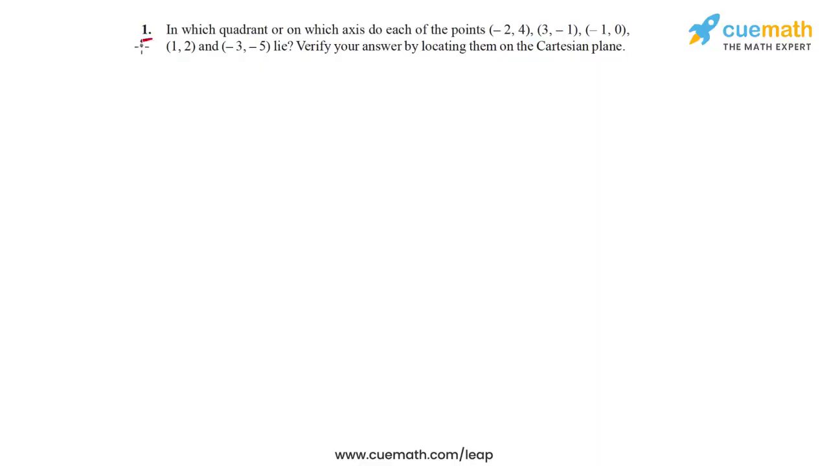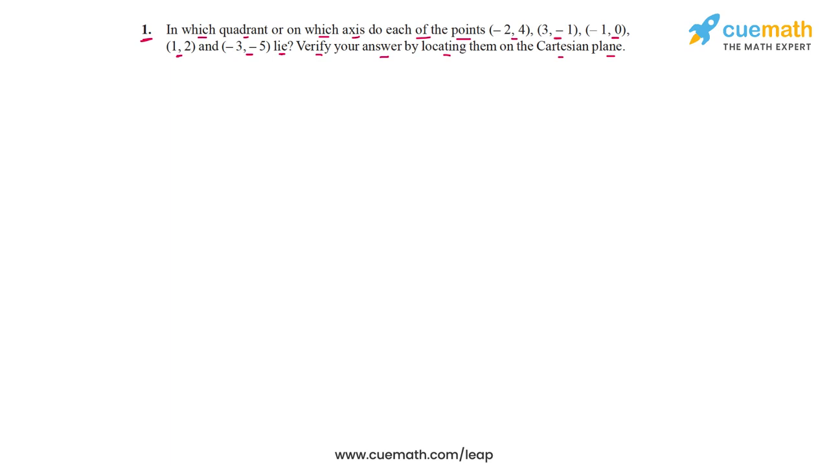The problem statement in question 1 says, in which quadrant or on which axis do each of these points (-2, 4), (3, -1), (-1, 0), (1, 2) and (-3, -5) lie? Verify your answer by locating them on the Cartesian plane.